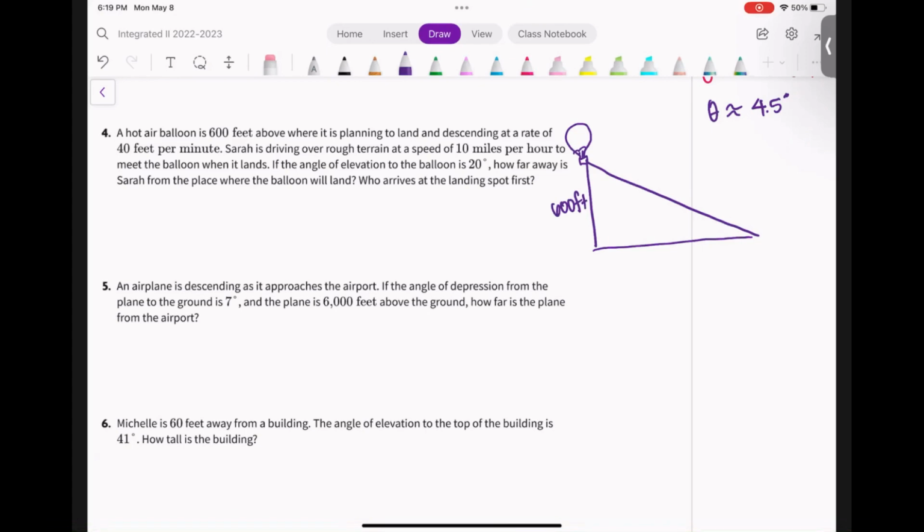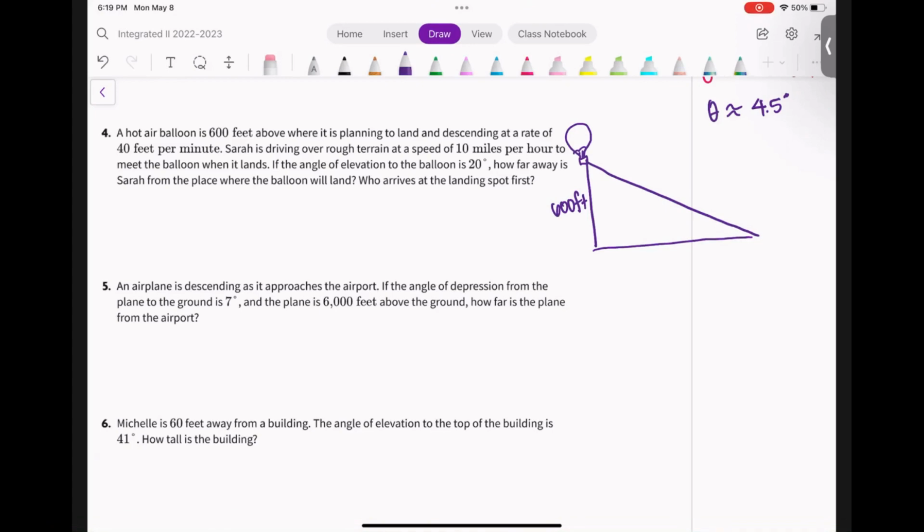And then it says it will descend at a rate of 40 feet per minute. So can you imagine that it's going to go straight down? It's not like a plane. It doesn't go at an angle. It's going to go straight down.